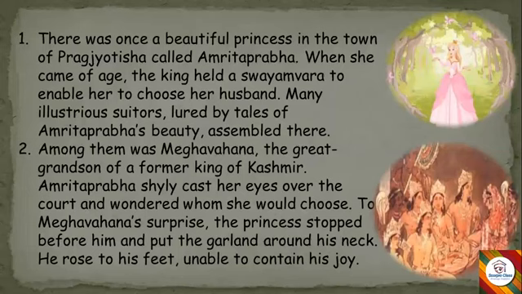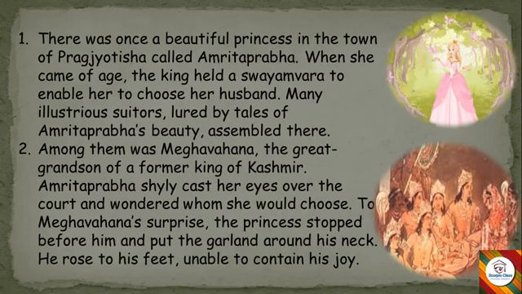There was once a beautiful princess in the town of Prajyotisha called Amrita Prabha. When she came of age, the king held a Swayamvara to enable her to choose her husband. Many illustrious suitors, lured by tales of Amrita Prabha's beauty, assembled there.